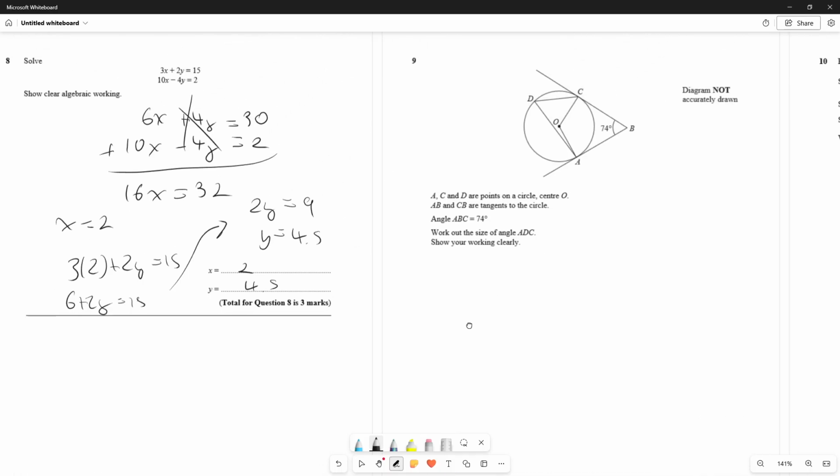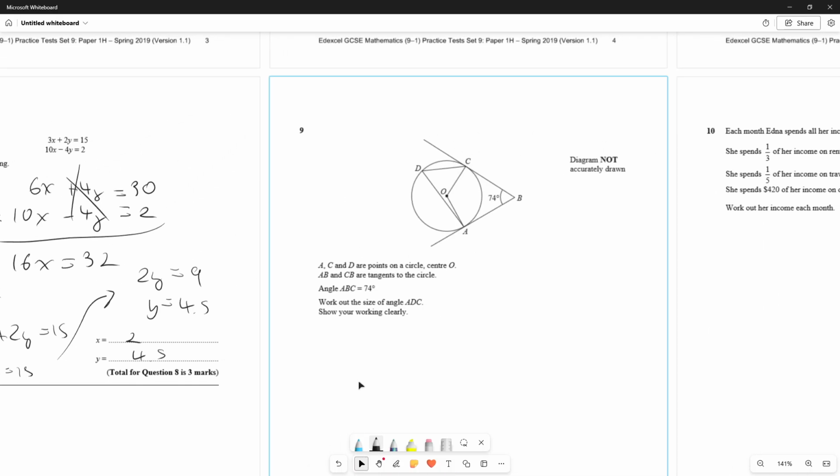Let's go on to question number 9. A, C, D are points on a circle, center O. AB and CB are tangents to the circle. Angle ABC equals 74 degrees. Work out the size of angle ADC. So if you remember what I said at the beginning, make sure you figure out what angle you're looking for and just call it x. Okay, great. Here's what you do next.